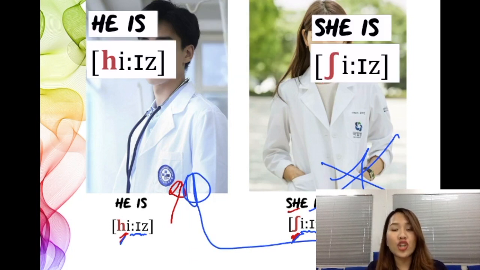So h and sh are two different phonemes. Since they are two different sounds, and they also affect different meanings, we categorize them as two different phonemes.